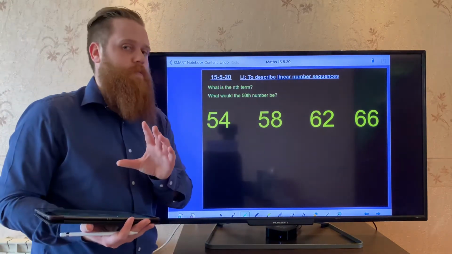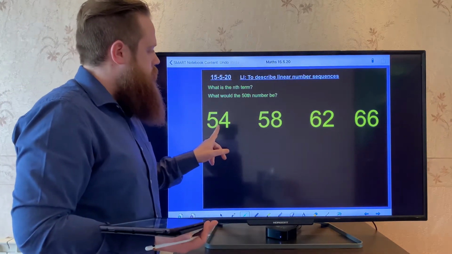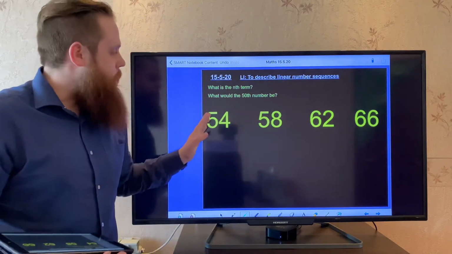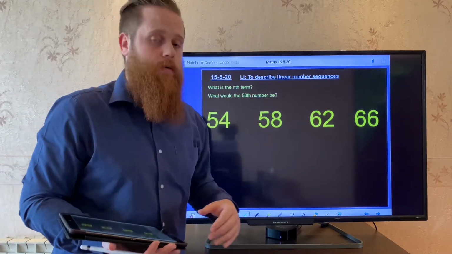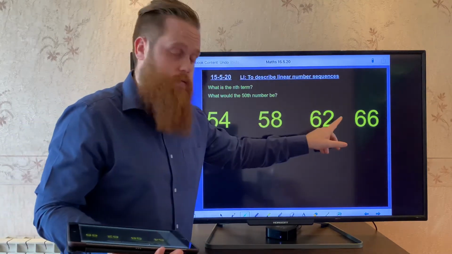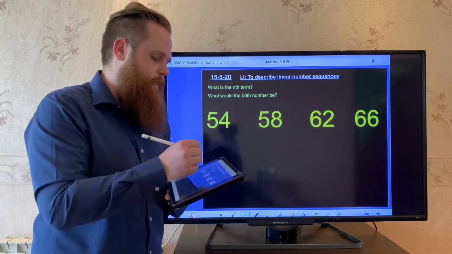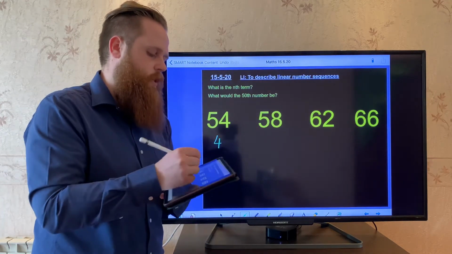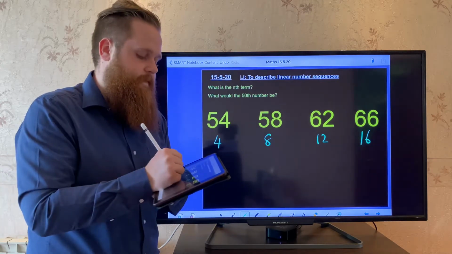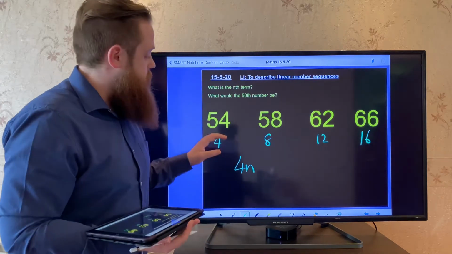Let's have one more go here. I've definitely put the right numbers in now. So here I've got 54, 58, 62, 66. What am I jumping in to get to each number? 54 to 58, 58 to 62. Of course, I'm going up in 4s, so I'm going to write my 4 times table underneath. And I now know it's going to be 4n, because I'm going up in 4s. I wrote down my 4 times table.